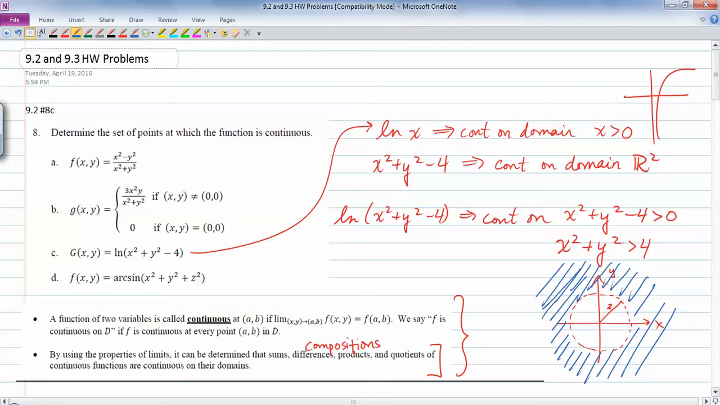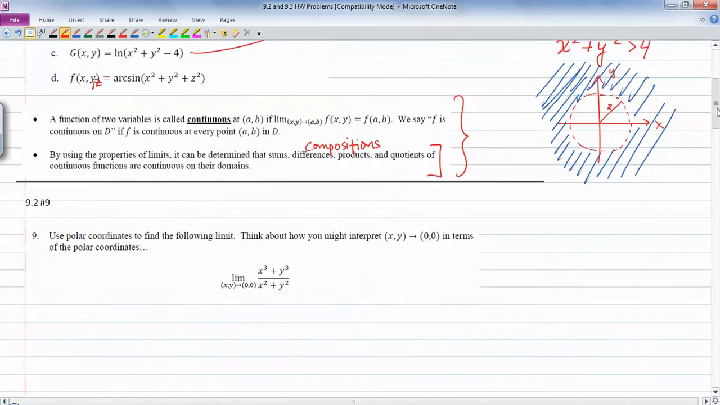Okay. So let's take a look. Oh, by the way, in D, if I assign that one later, there's a misprint here. It should say f of x, y, z. So I left off the z by accident. Okay, so let's try the next problem, 9.2, number 9.